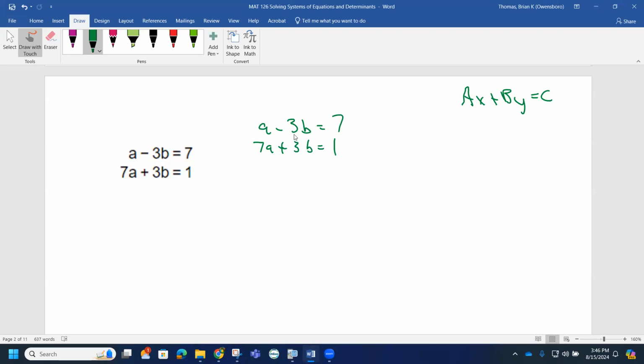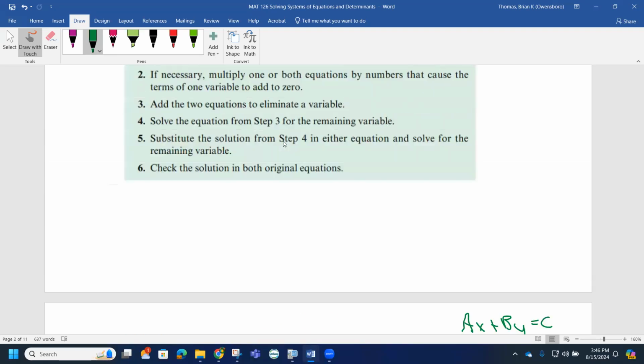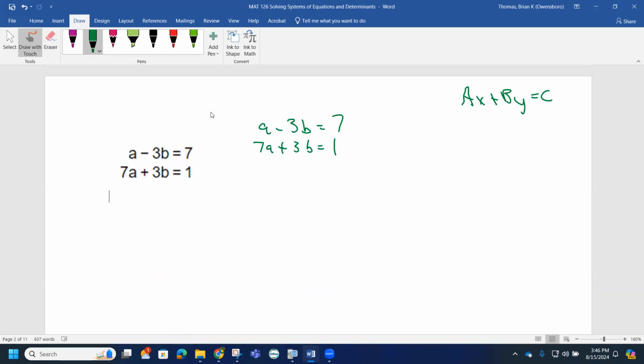Notice that what we want in the addition method is for the coefficients to be the same but different in sign. If the coefficients are the same and different in sign, they will drop out of the problem and allow us to solve for one of the variables. So now we add the two equations together to eliminate a variable. We add 1a to 7a, that's 8a. The b's drop out, and then 7 plus 1 gives me 8. This enables me to solve for a.